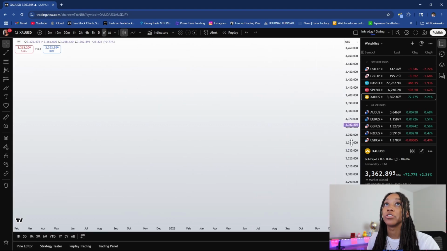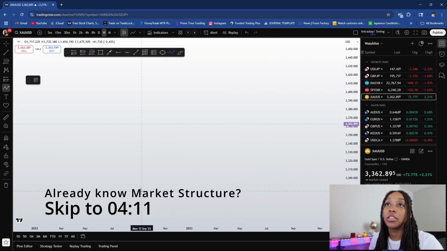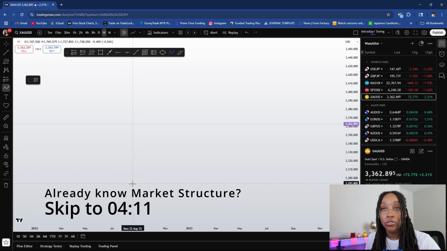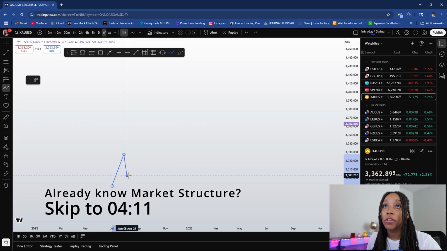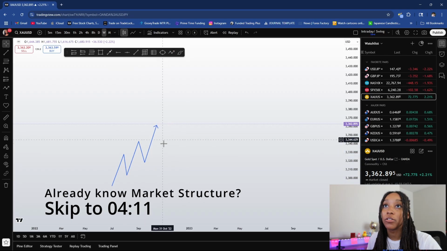If you're not familiar with it, market structure is essentially higher highs and higher lows. So the market makes a higher high, a higher low, breaks the high, makes a higher low, breaks the high. Essentially this is an uptrend, where you have your high, your low, your high, your low, your high, your low.